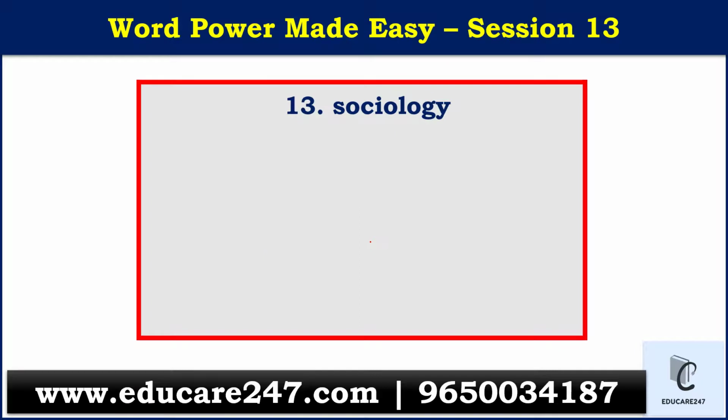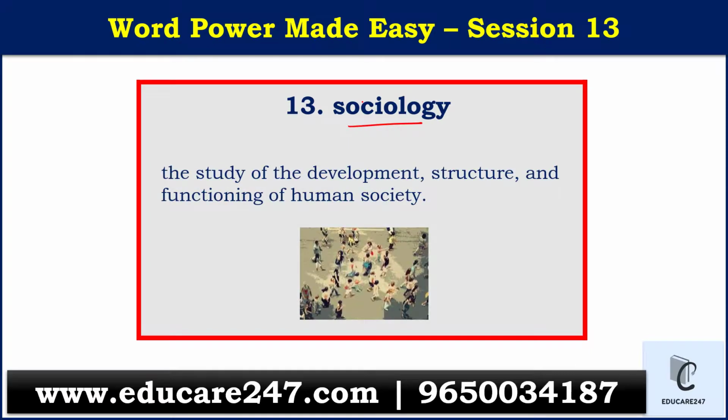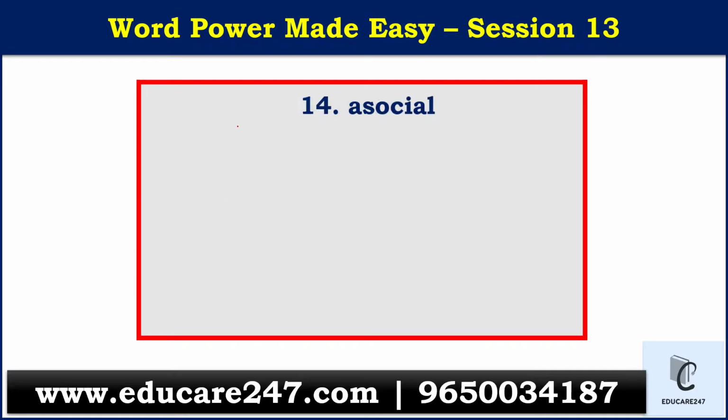Next we have sociology. So sociology comes from socius, which means society. The study of society would be termed as sociology. The study of the development, structure and functioning of human society will be termed as sociology. And the final word is asocial. So a means not, and social again is society. Someone who stays away from society would be termed asocial.